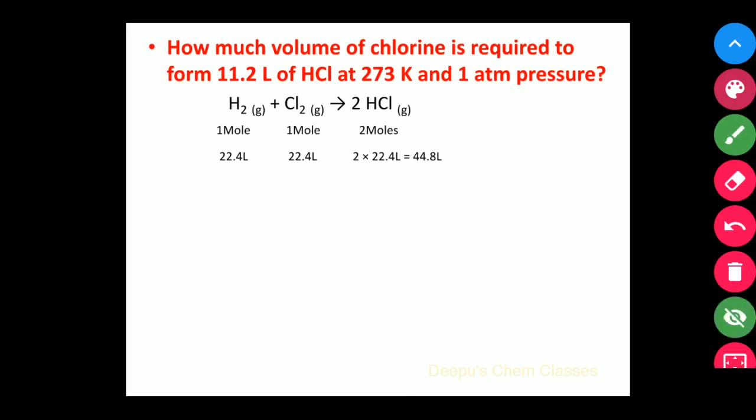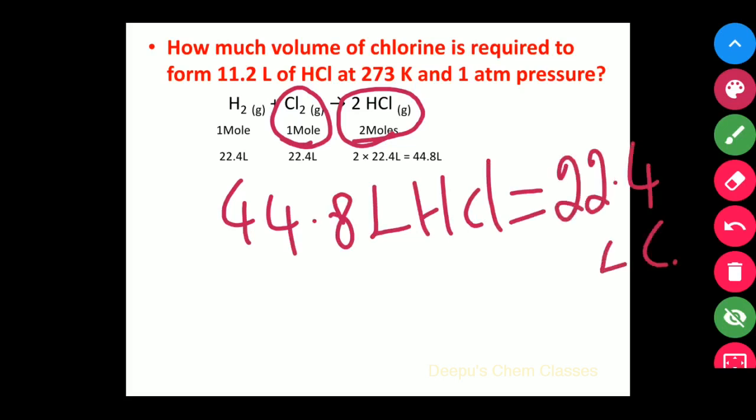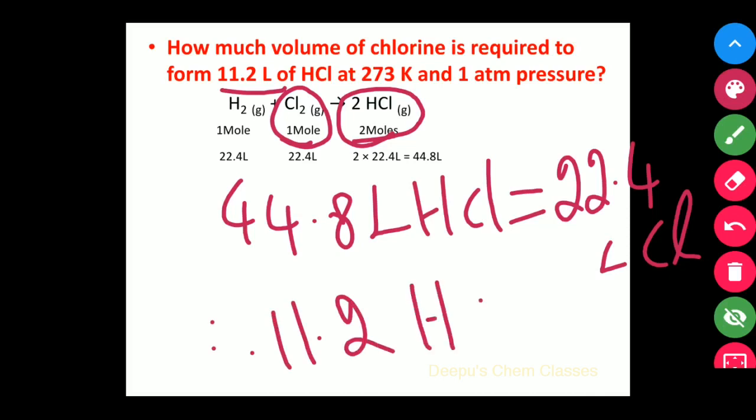Again, like a word problem, we are going to solve this problem. As per the balanced equation, 2 moles of HCl is produced from 1 mole of chlorine. Otherwise, you can say 44.8 liters of HCl is produced from 22.4 liters of chlorine. Therefore our question is, 11.2 liters of HCl is produced from how much chlorine?